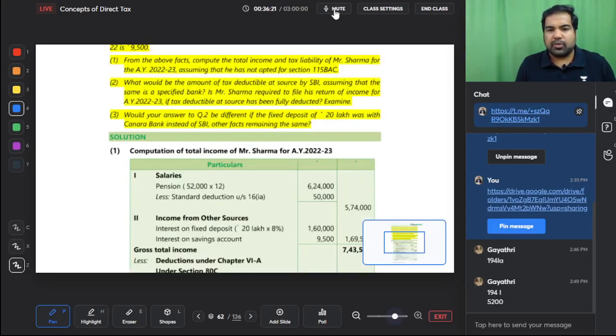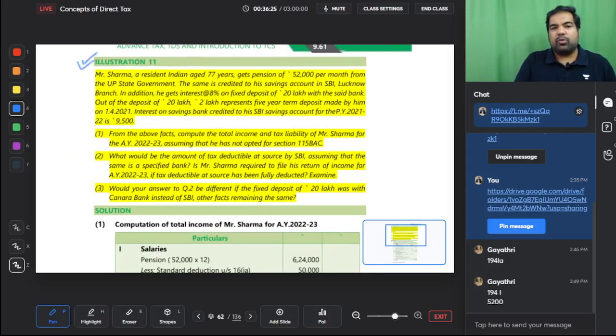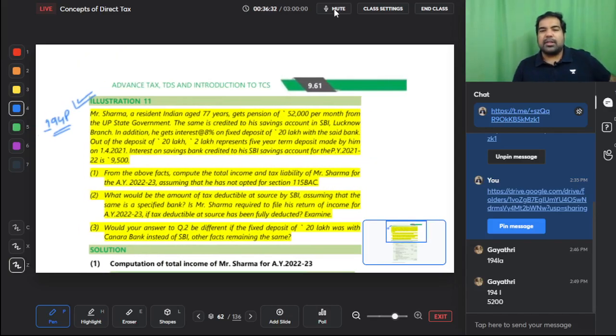Let's see more illustrations, guys. One more illustration. Here we go. This is the new section 194P. Good that we are doing illustrations. Have a look, guys. Try and see what this is, and then we'll discuss it together in about 3 minutes from now.